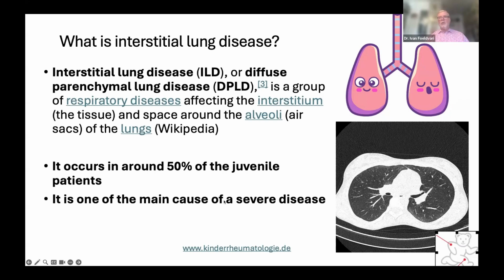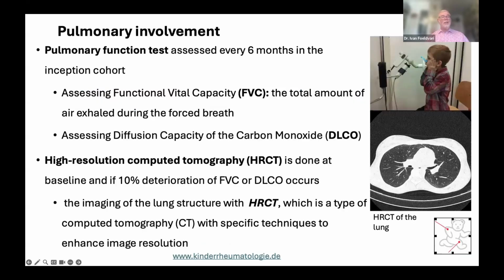It is the main cause of a severe disease, so it is very important to score it and to assess it on time. How will it be assessed? You do a pulmonary function test. We see here this small boy breathing into this tube, and the most commonly assessed parameter is the forced vital capacity, which is the total amount of air exhaled during the forced breath.